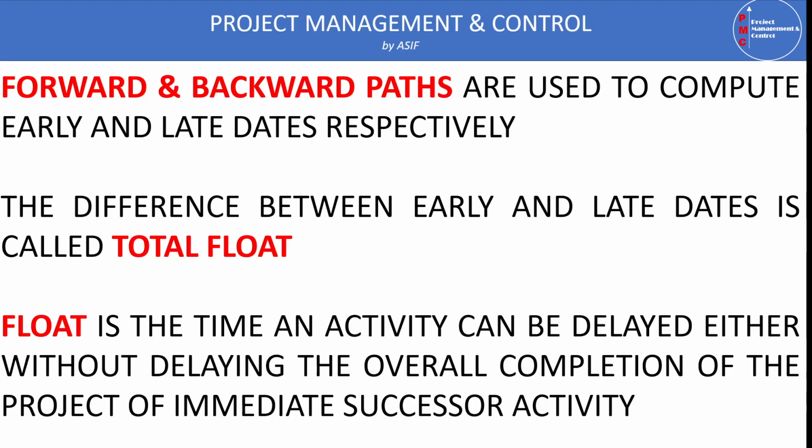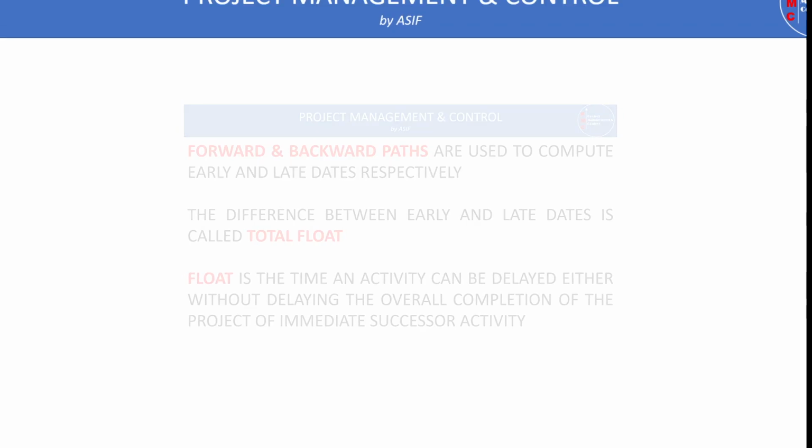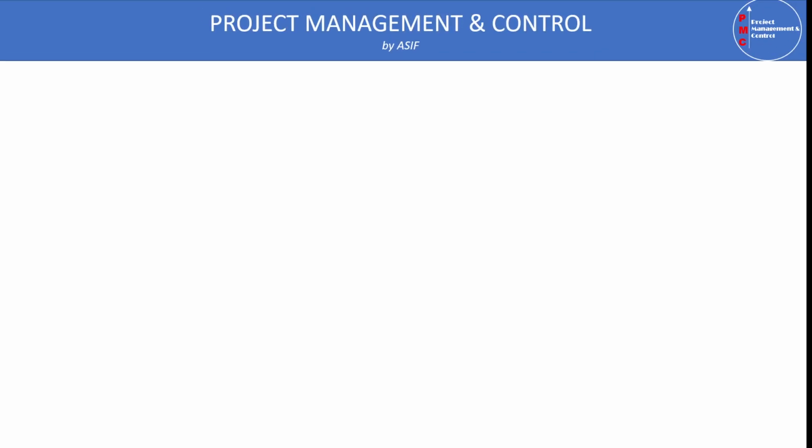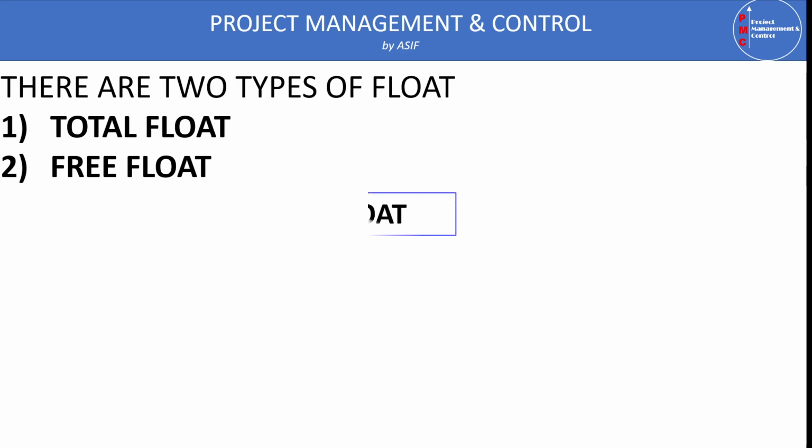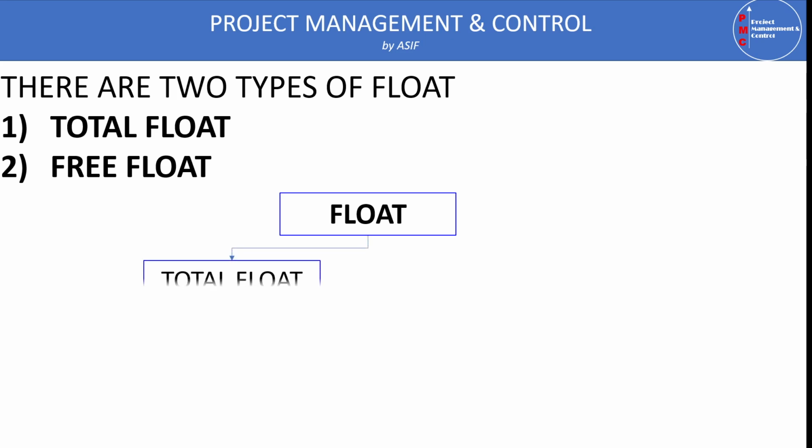You can see on screen I give the definition of the float. As I told you, we have two types of float, total float and free float. Total float is the time an activity can be delayed without delaying the project, and free float is the time an activity can be delayed without delaying the subsequent or successor activity.